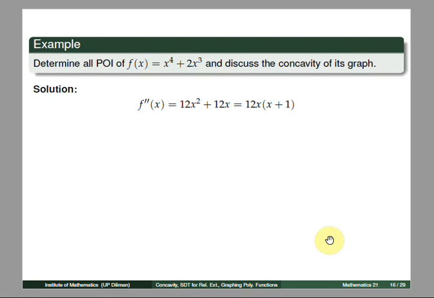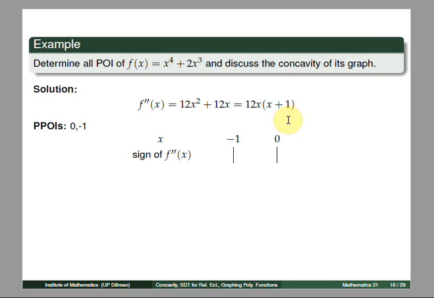f double prime is a polynomial, so it is always defined. Now, it is 0 when x equals 0 or when x equals negative 1. So, our possible points of inflection, or PPOIs, are 0 and negative 1. Our next step is to look at the table of signs of f double prime.